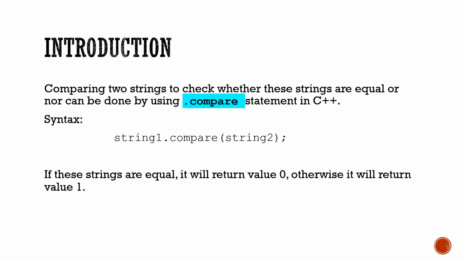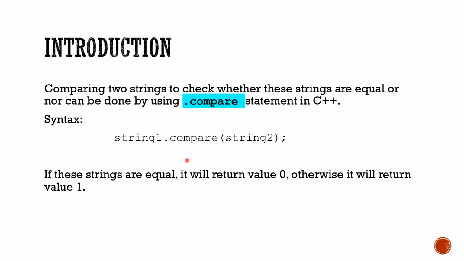In this slide, we will show you how to compare two strings. In C++, there is a statement to check whether two strings are equal or not. For example, we can check by using the .compare statement in C++. Let's look at the syntax. The syntax is the first string, string 1, for example, and then .compare string 2, the second string.